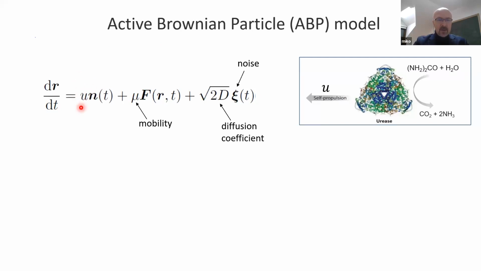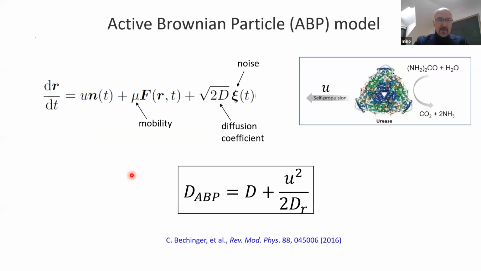You solve this equation and you find the net diffusion coefficient, or long-time diffusion coefficient D, of the active Brownian particle is enhanced compared to the passive case. So D0 is the diffusion coefficient of the passive particle, u squared would be the self-propulsion velocity, and Dr is the rotational diffusion coefficient. So indeed, if your particle is active, moving with the speed u, you will observe enhancement of the diffusion coefficient.